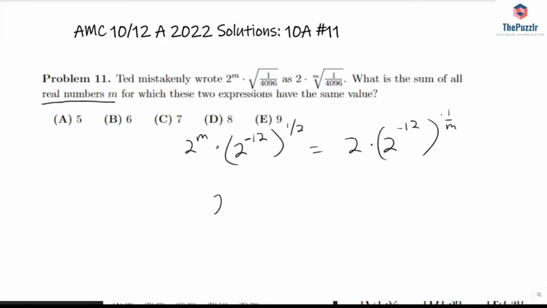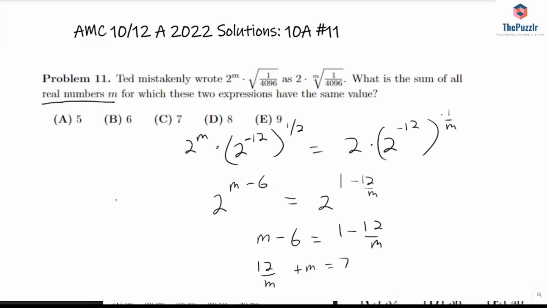So now we have 2 to the power of m minus 12 over 2, which is m minus 6, and on the other side it's going to be 1 minus 12 over m. Okay, so now since the bases are the same, we can set the exponents equal to each other. So m minus 6 equals 1 minus 12 over m. So that 12 over m plus m equals 7.